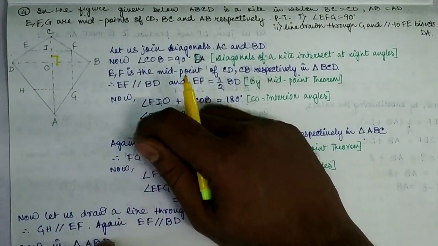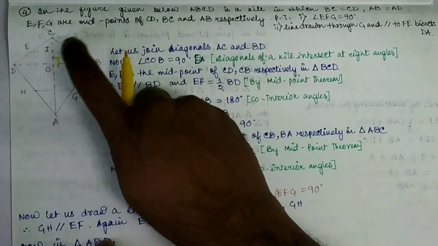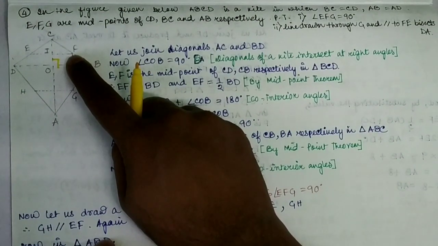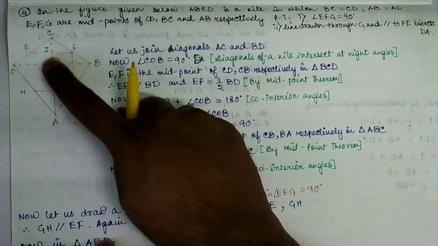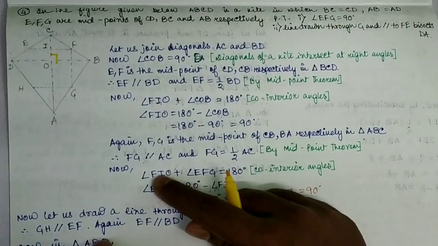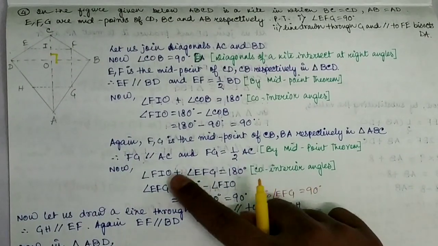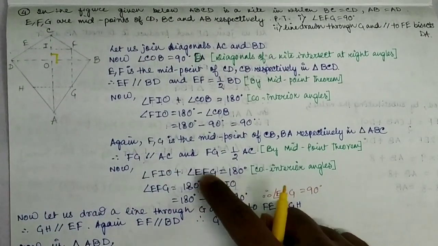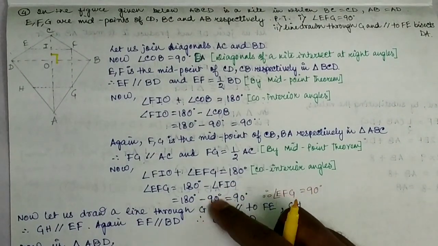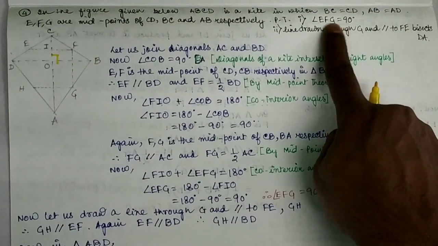Now when they become parallel, again angle FIO and angle EFG will be co-interior because they lie on the same interior side of 2 parallel lines. So again on adding angle FIO and angle EFG, it will become 180. Now we are taking this FIO to the RHS. Now the value of FIO is 90 degrees, so EFG will also become 90 degrees. So our first proof is done.